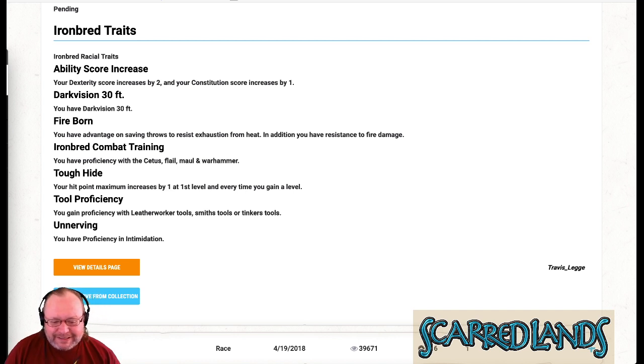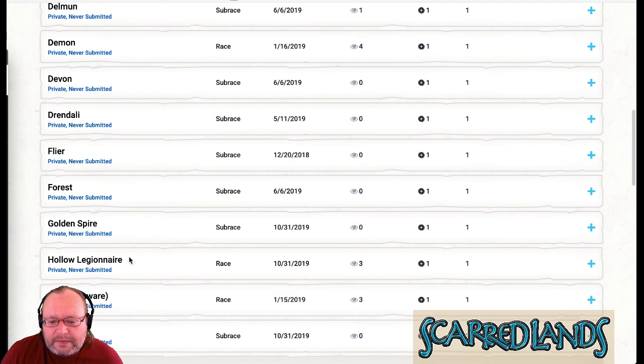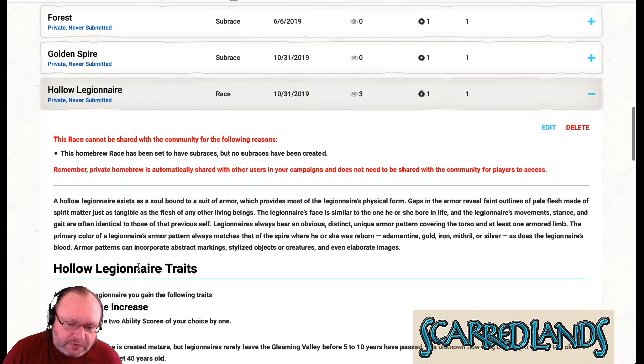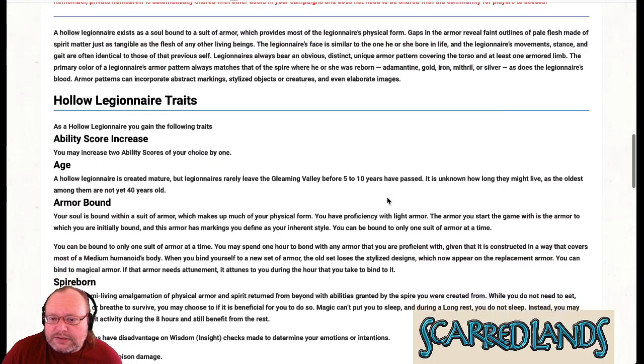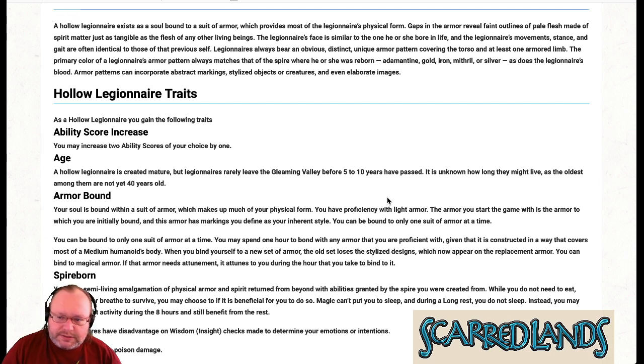They are both created beings. Again, the Hollow Legionnaires are pulled from the souls of the living, or the souls that were once living, I should say. When a Hollow Legionnaire is created, they come from a warrior who has fallen, someone who once served a high ideal of justice or honor. And these souls are pulled into the Gleaming Valley, into one of the spires that were built by the Hollow Knights.